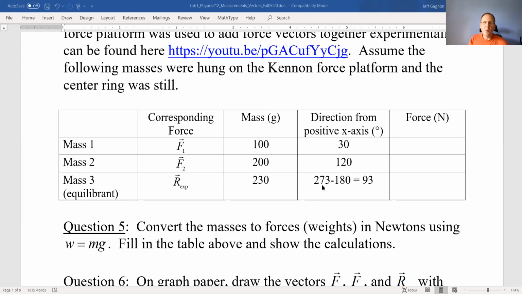Okay, so what I want you to do first is convert the masses to forces, because really we're talking about vectors here. So we need to be talking about forces, right? A mass is not a vector, it's a scalar. It doesn't have a direction, it only has a magnitude. So really what we want to talk about are the forces, which happen to be the weights. We're going to get the force by computing the weight given the mass here. Actually, let me jump on the iPad to show you how to do that part.